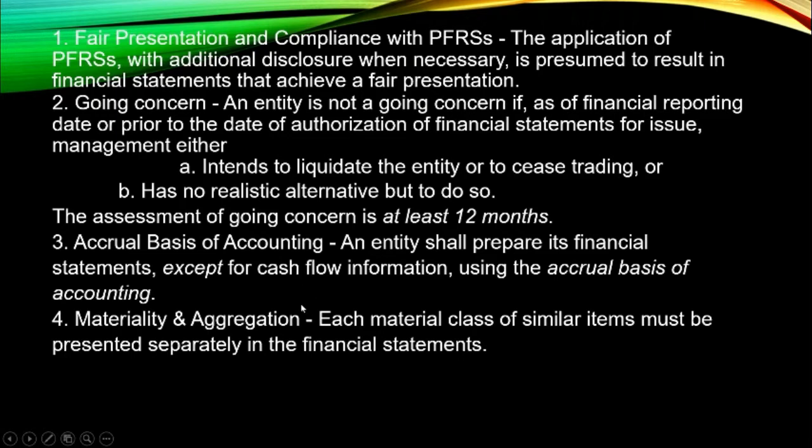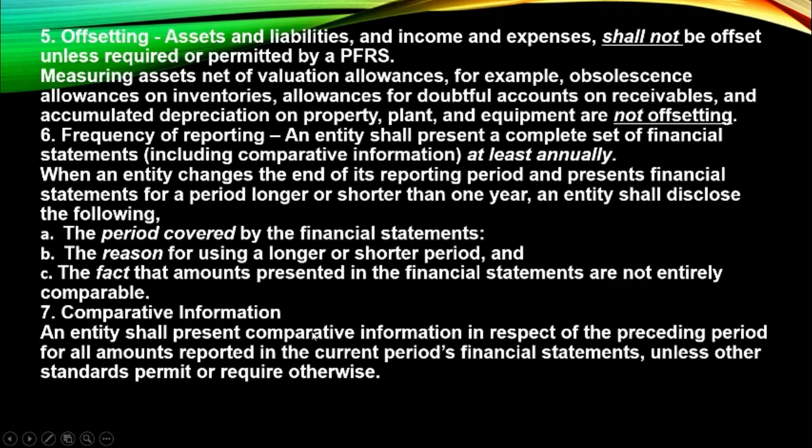So the range or the degree of materiality depends upon the relationship of the amount and of the transaction in the whole operation, on the whole operations of the business. Then we have number 5, offsetting. Assets and liabilities and income and expense shall not be offset unless required or permitted by a PFRS.